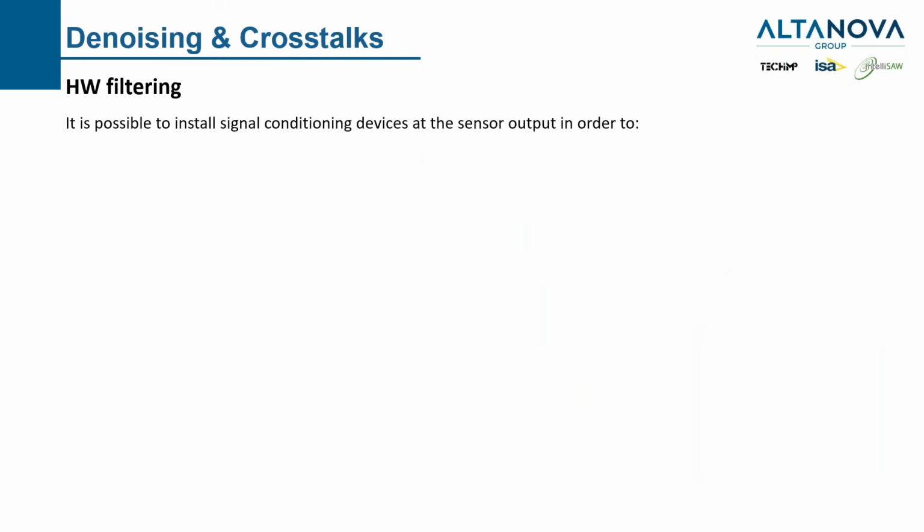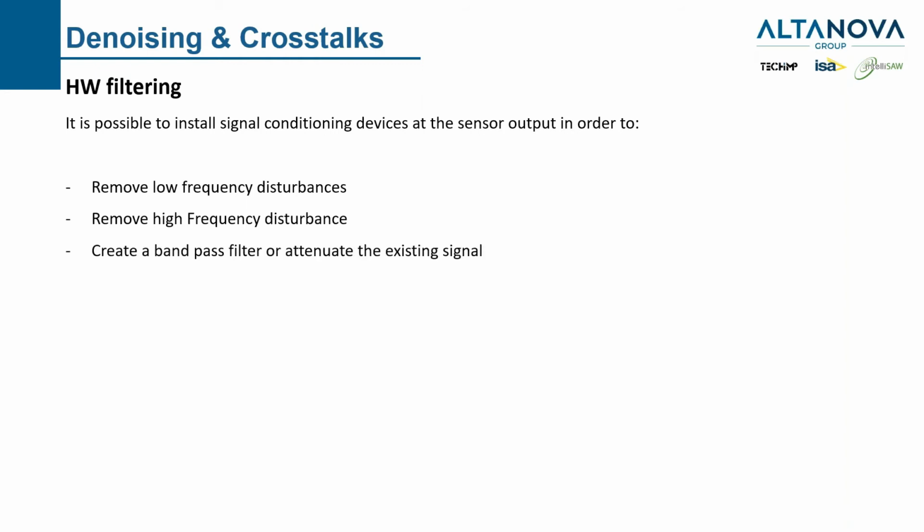Now, we can use also hardware filters to remove noise or unexpected signals. We can remove low frequency disturbances with the high pass filter. We can remove high frequency disturbances with low pass filters. We can combine these two and get a band pass filter, or we can attenuate the existing signal as well with an attenuator in case we have a very high signal and we need to understand what's going on.